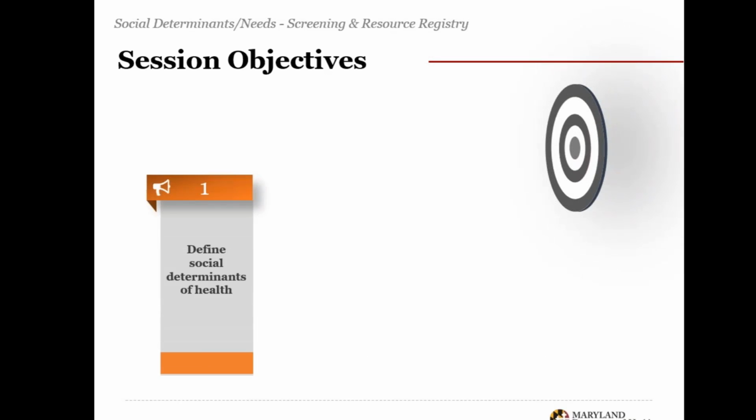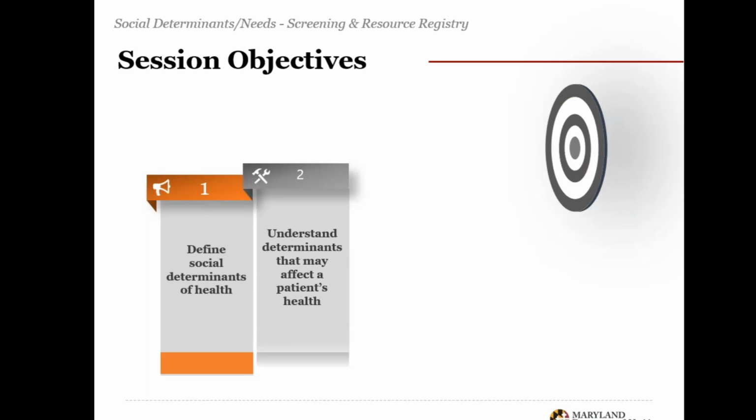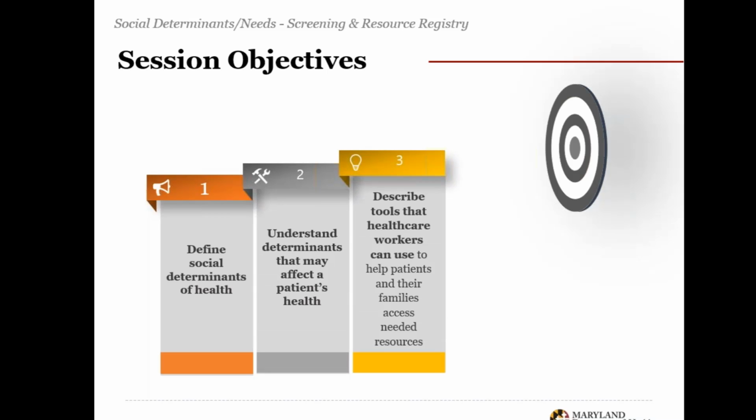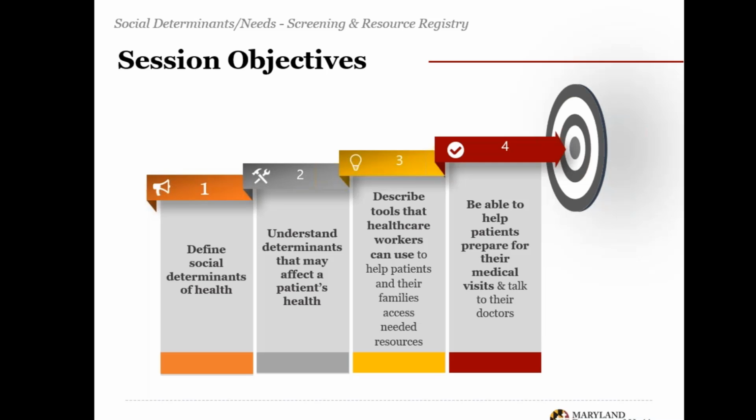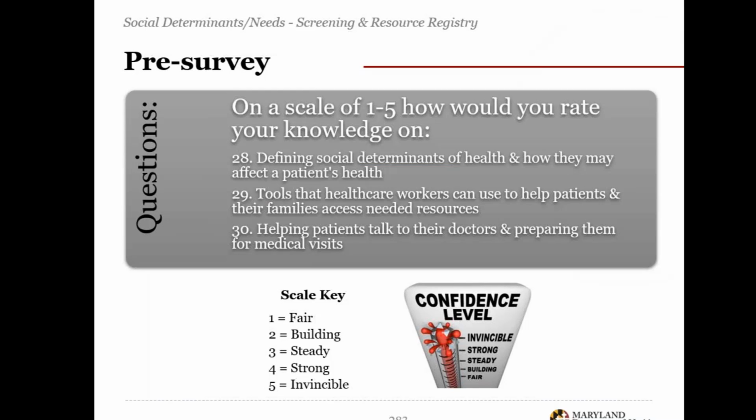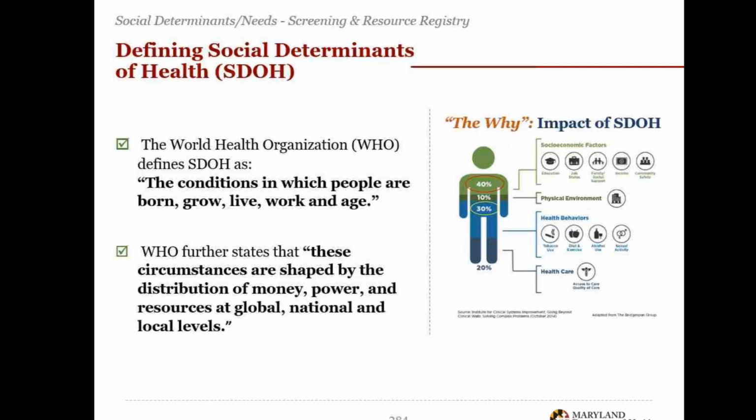So a couple objectives. We're going to define social determinants of health, understand determinants that may affect a patient's health, describe tools that healthcare workers can use to help patients and their families access needed resources, and be able to help patients prepare for their medical visits as well as talk to their doctors. And again, if you can rate your knowledge on the following, 28 to 30.